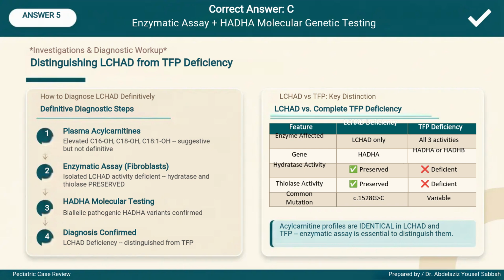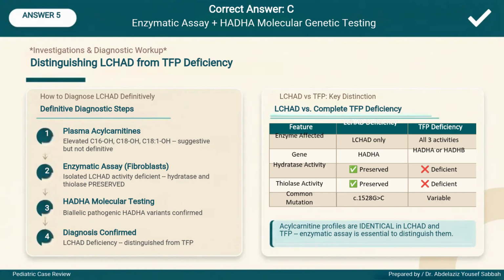The diagnostic pathway has several steps. Plasma acylcarnitines showing elevated C16-hydroxy, C18-hydroxy, and C18:1-hydroxy are suggestive, but not definitive. The enzymatic assay in fibroblasts is essential. In isolated LCHAD deficiency, only the LCHAD activity is deficient, while the hydratase and thiolase activities are preserved. HADHA molecular testing then confirms biallelic pathogenic variants in the HADHA gene.